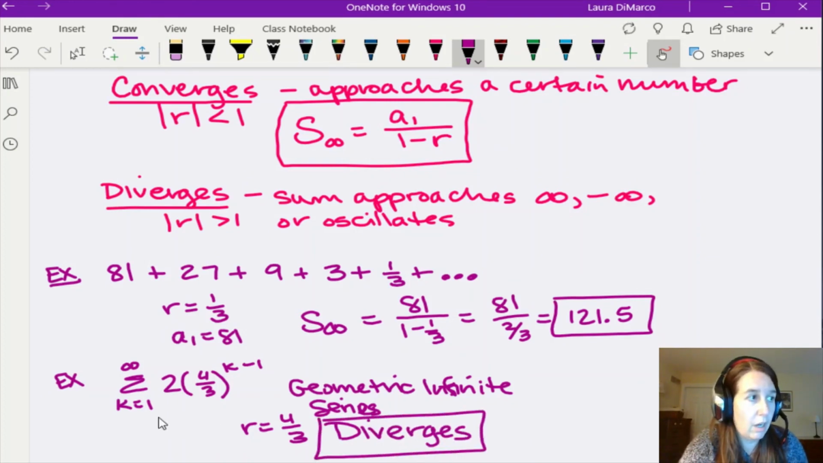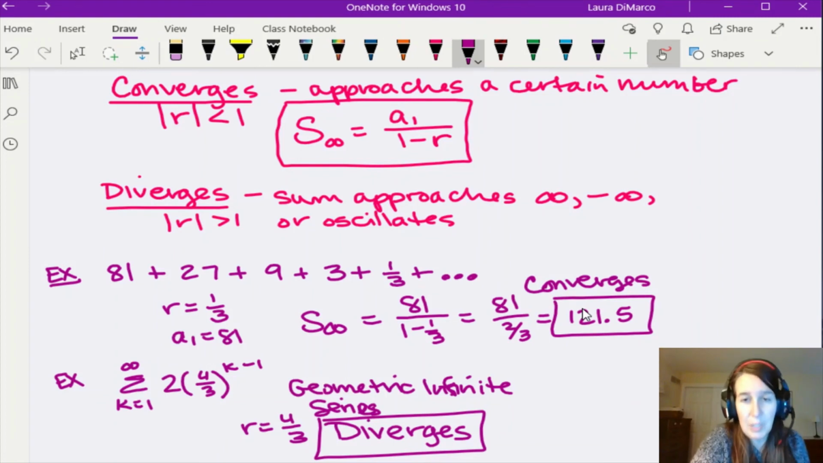Okay. Our first example converges to 121.5, okay? Converges on a certain number. Diverges means it's just going to be infinity, negative infinity, I guess in this case, infinity, okay?